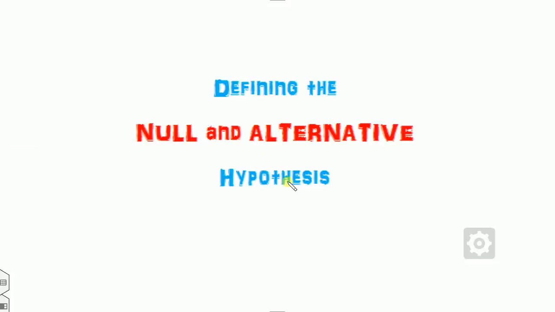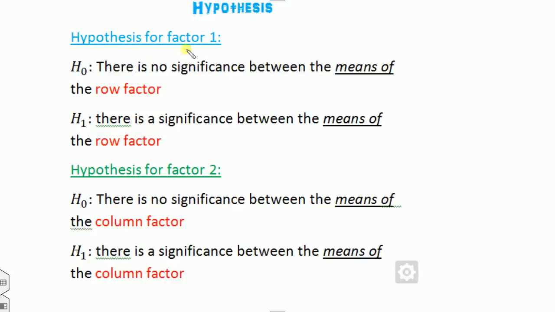Okay, so then how do you define the null and alternative hypothesis? How many factors are there? There are two factors. In the two-way ANOVA there is a need for two hypotheses, that is H0 for factor 1 and H0 for factor 2. So look at that, these are my rows, these are my columns. That is factor 1, factor 2.